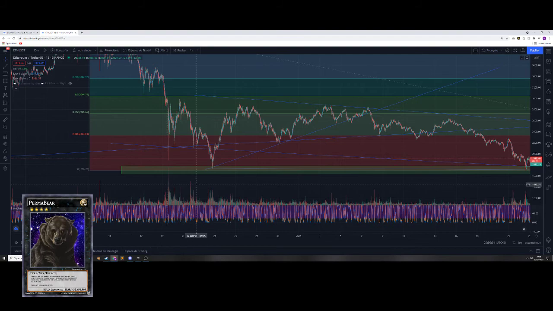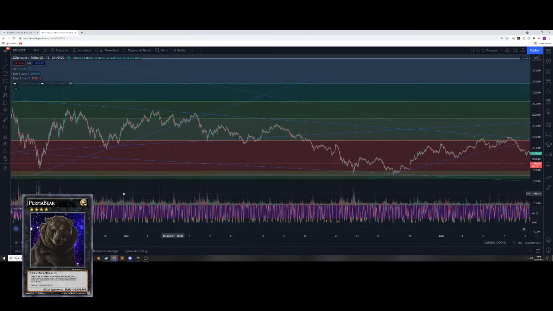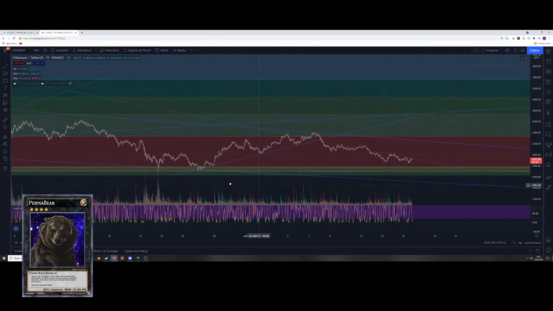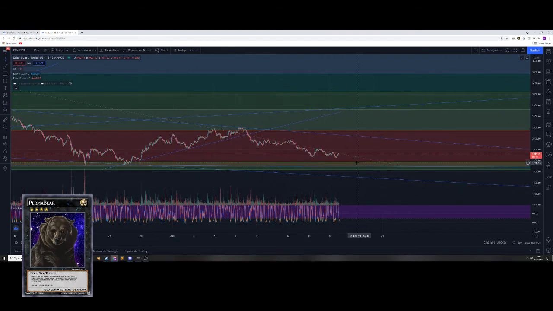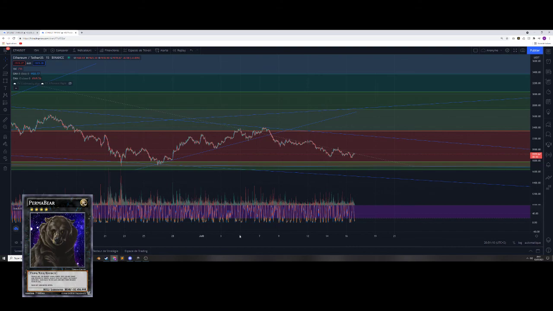So yeah, that will be my input. I would build a long on ETH at the support, in hope that we could go back to maybe a few levels higher. It would be awesome. It would be a great trade.